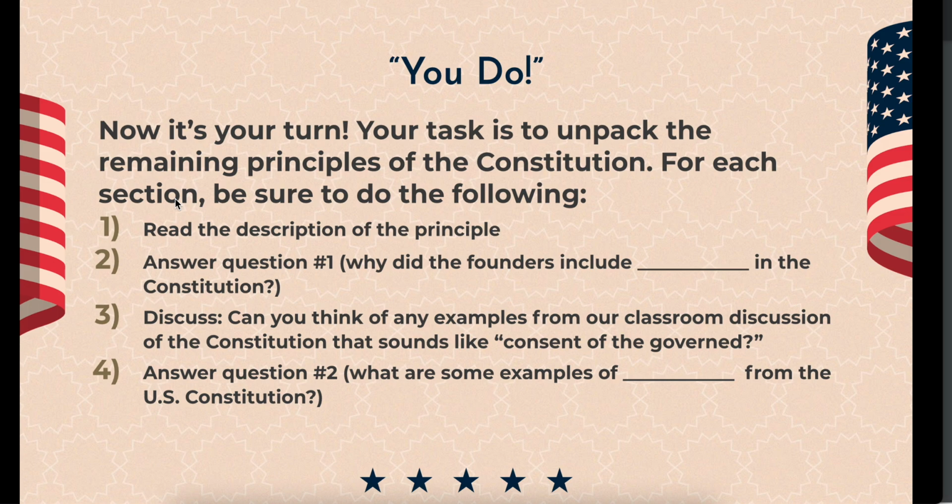Now it's your turn. Your task is to unpack the remaining principles of the Constitution for each section. Be sure to do the following. Number 1, please read the description of the principle. It may also be helpful to annotate. Number 2, answer question number 1. Why did the founders include blank in the Constitution? Number 3, discuss. Can you think of any examples from our classroom discussion of the Constitution that sound like that concept that you just read, right? And then the last question is, what are some examples of blank from the U.S. Constitution? So do those 3 steps.